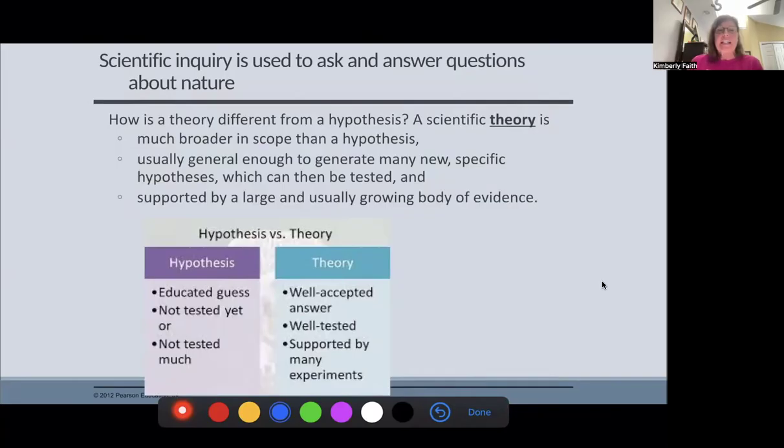So right here is, how does a theory differ from a hypothesis? A scientific theory is much broader in scope than a hypothesis. And usually it generates new specific hypotheses which can be tested, and it's supported by a large and usually growing body of evidence. A hypothesis is an educated guess. It's not tested yet, or just not tested much. Versus a theory, which is a well accepted answer, well tested, supported by many experiments.